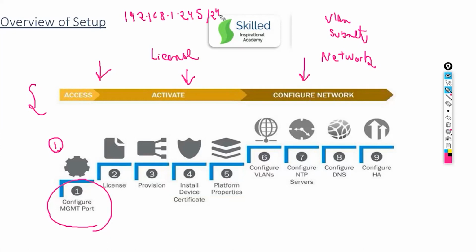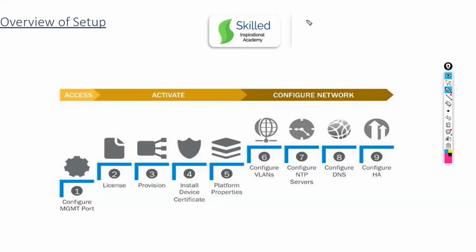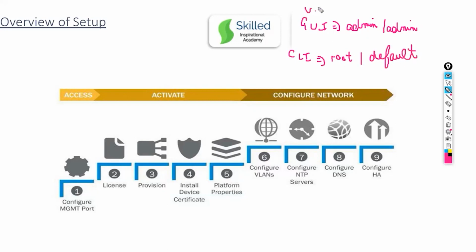Okay, guys, that is the first thing. And F5 has two credentials. One, F5 you can access by GUI, and from GUI, your username by default is admin and password is admin. When you want to access F5 via CLI, username will be root and password is default. Very, very important. What are the default credentials via GUI and CLI? Default IP is 192.168.1.245.